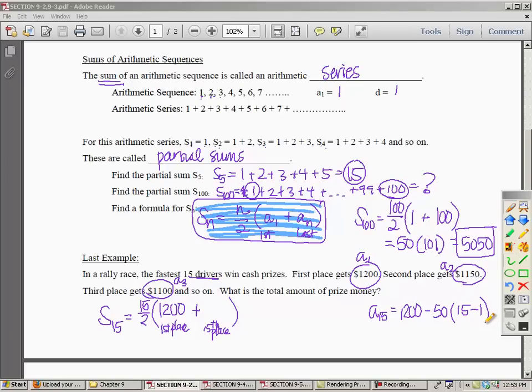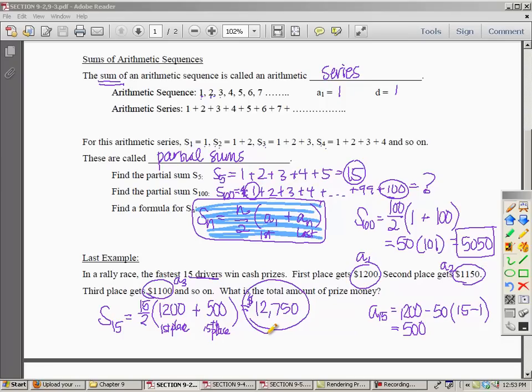So 1,200 minus 50 times 14, last place gets $500, because they're going down $50 each, right? Okay, so my $500 goes in here. What I'm really doing, as I put this in my calculator, is 15 divided by 2 times 1,200 plus 500. You get $12,750. Almost $13,000 is what this place is putting out for the prize money.